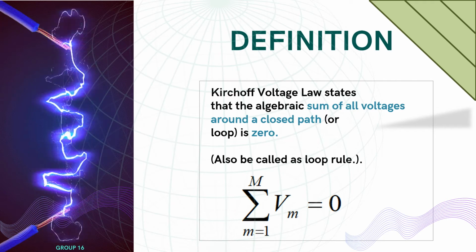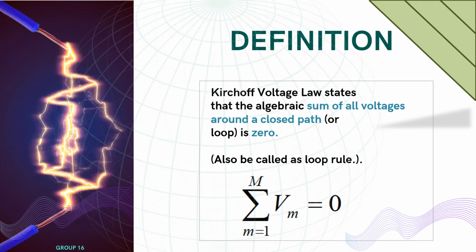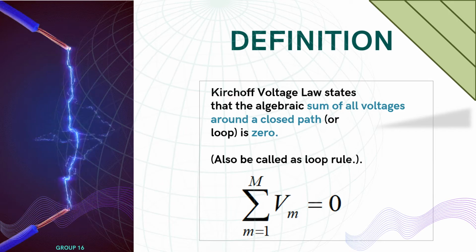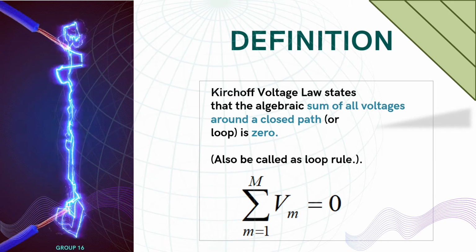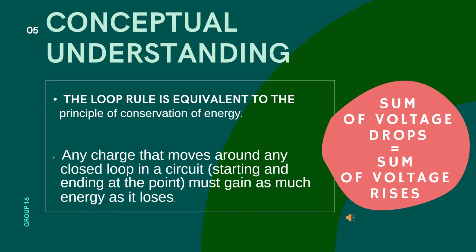The definition of Kirchhoff's voltage law states that the algebraic sum of all voltages around a closed path or loop is zero. Kirchhoff's voltage law is also called the loop rule. For conceptual understanding, the loop rule is equivalent to the principle of conservation of energy. Any charge that moves around any closed loop in a circuit, starting and ending at the same point, must gain as much energy as it lost. In simple terms, the sum of voltage drops is equal to the sum of voltage rises.